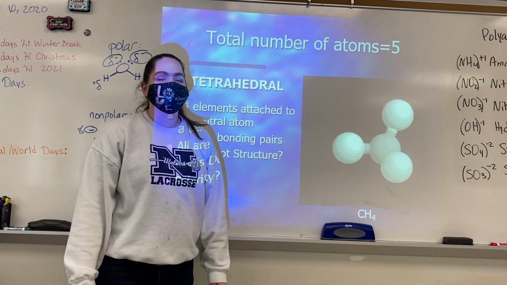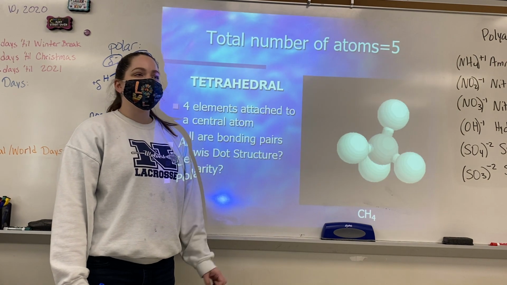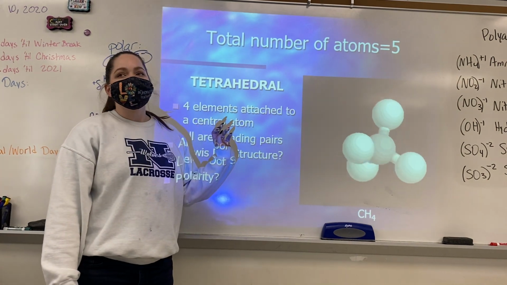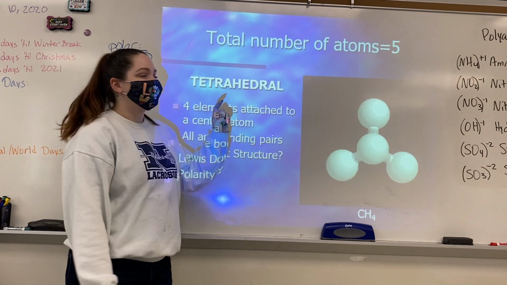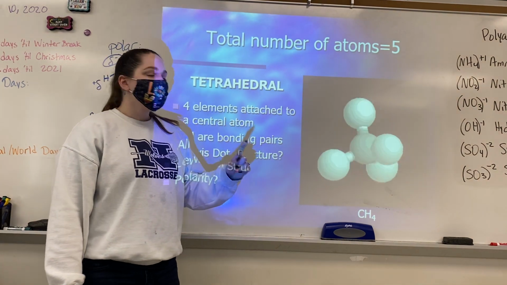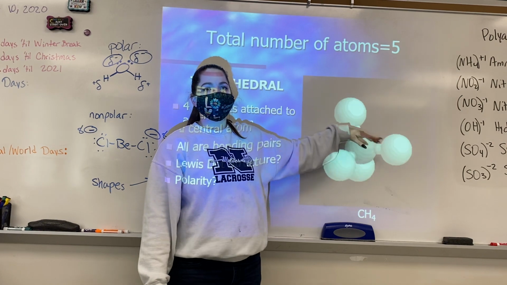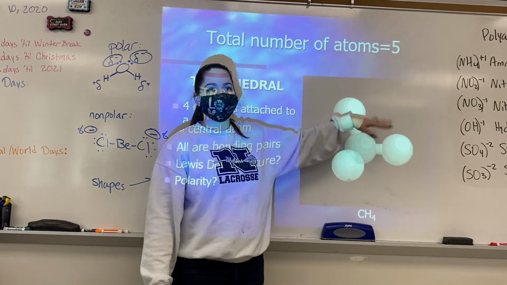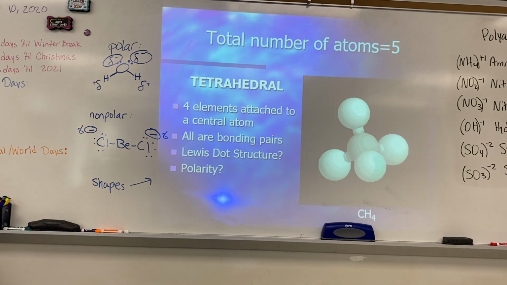So your next shape, guys, is tetrahedral. So tetrahedral, your prefix tetra means 4. So you have a central atom with 4 legs. It can either be drawn like this, but there's a simpler way to draw it that you'll see. So I'll draw it on the board. Tetrahedral means you have one central atom with 4 legs.